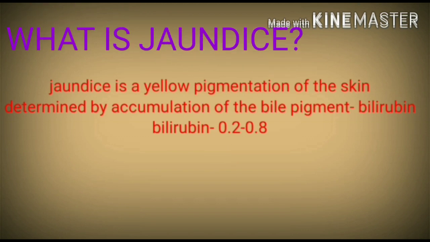Okay, jaundice is also called icterus. This signifies a yellow pigmentation of the skin and mucosa determined by the accumulation of the bile pigment called bilirubin. The normal serum bilirubin is between 0.2 to 0.8 mg per deciliter, but jaundice occurs when there is a level of bilirubin more than 2 mg per deciliter.